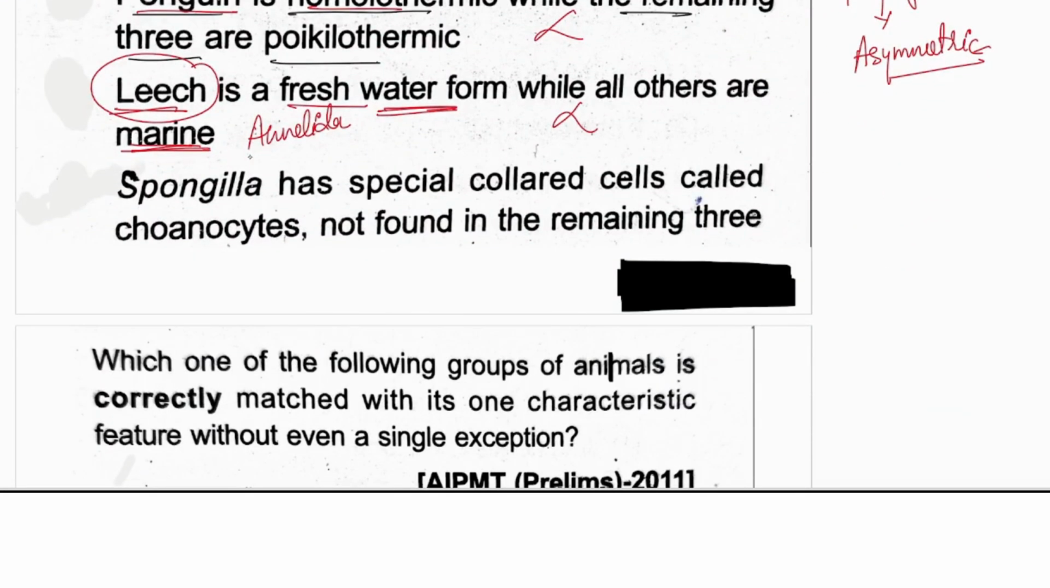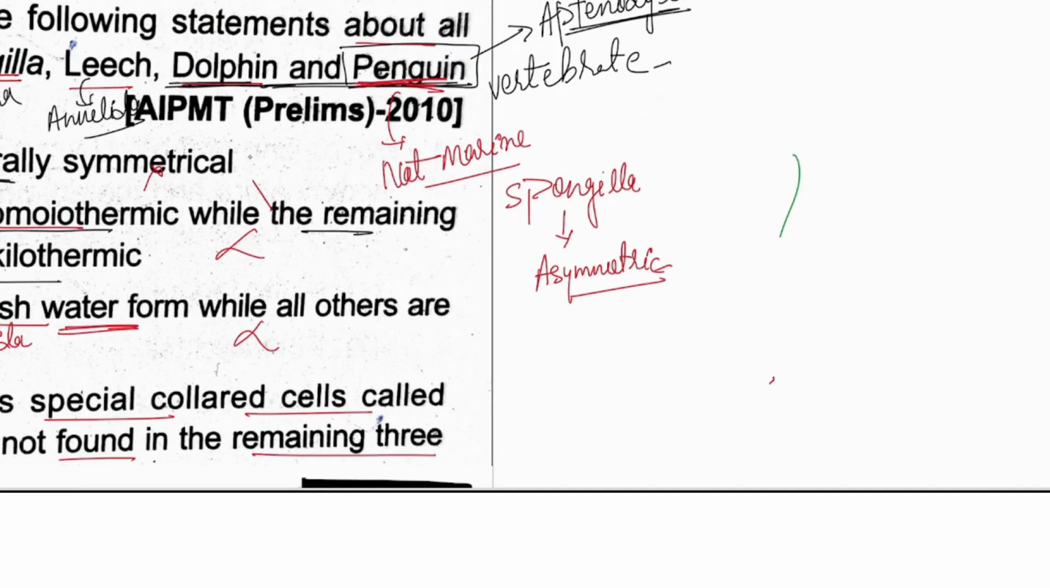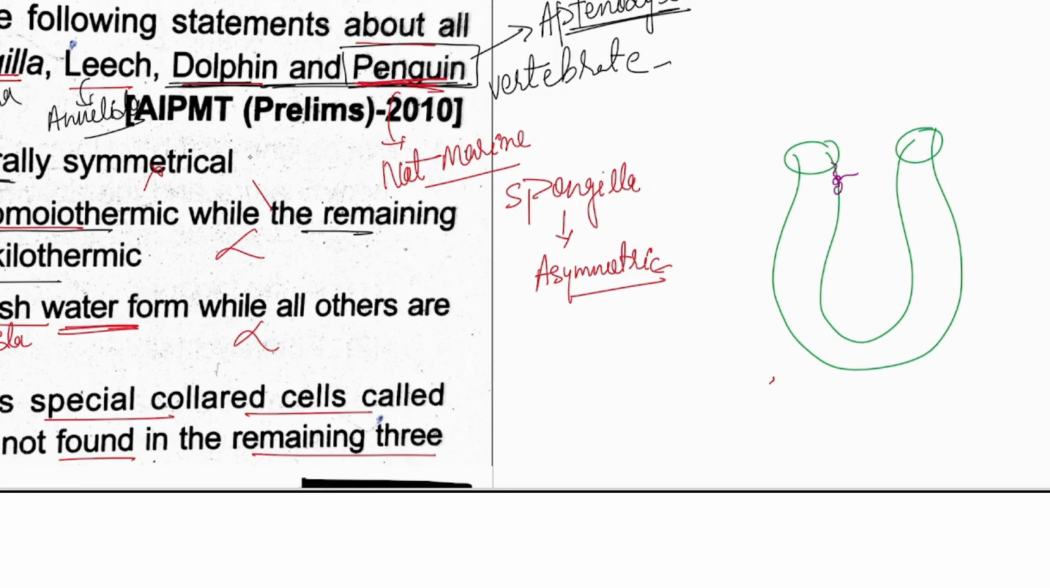Spongilla has special collared cells called choanocytes, not found in the remaining three. Yes, that is absolutely correct, because in sponges we have seen that they have three layers: outermost, innermost, and the middle one. In the innermost layer they have the choanocytic cells. The choanocytic layer actually has the collar cells.